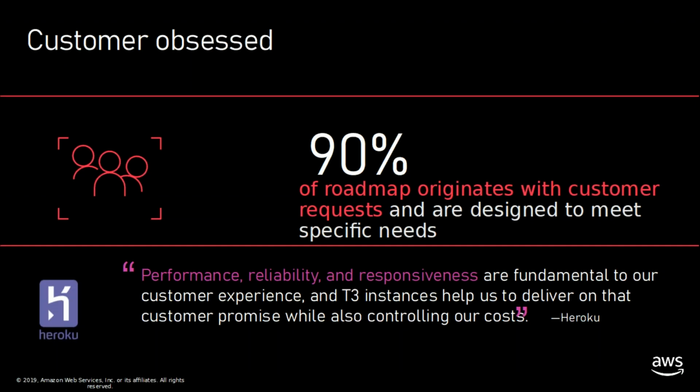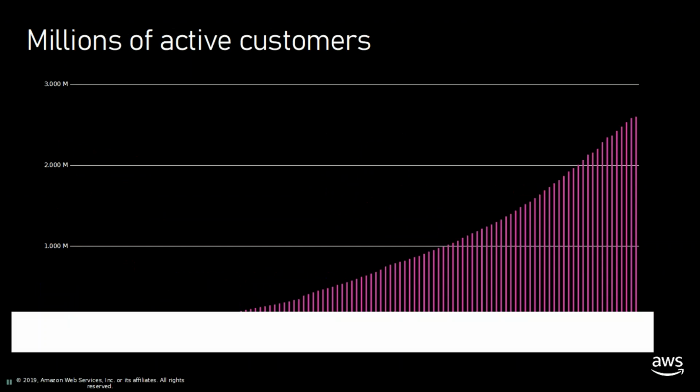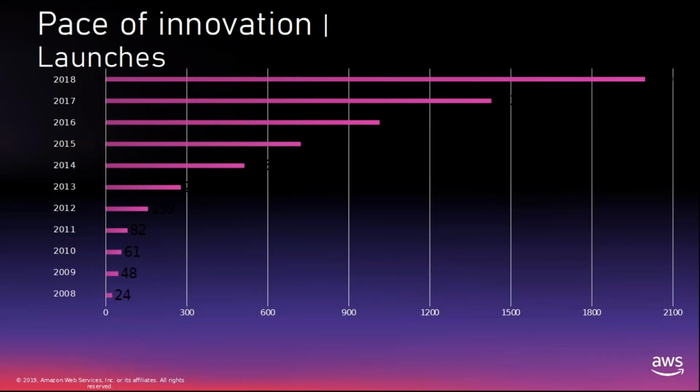So AWS is customer obsessed. 90% of the roadmap originates with customer requests and is designed to meet specific needs. Millions of active customers. Pace of innovation: from 2006, they had 28 services. Now they have a lot, so it increases.